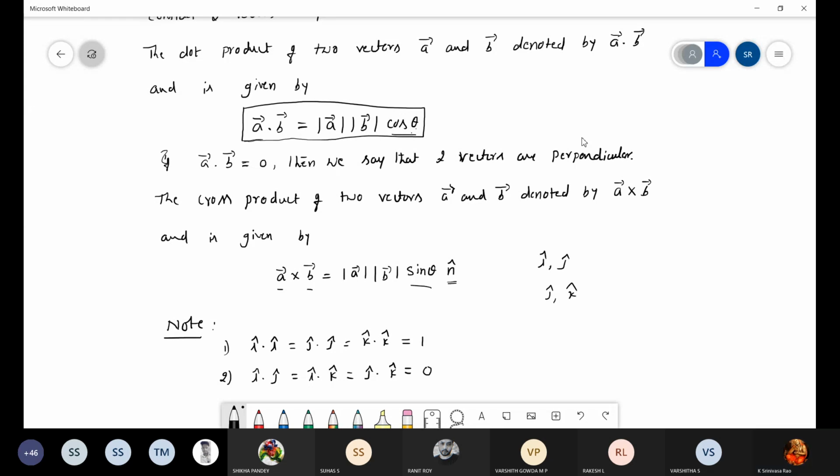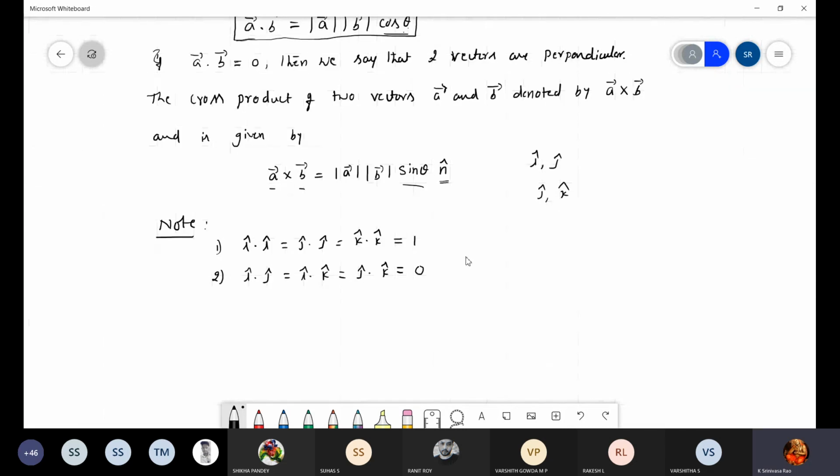Next, coming to the cross product now. This is a very important note, because while solving problems, whenever i dot i comes, you have to consider it as 1. Whenever i dot j comes, we consider it as 0. Like vectors give 1, unlike vectors give 0 in the dot product.